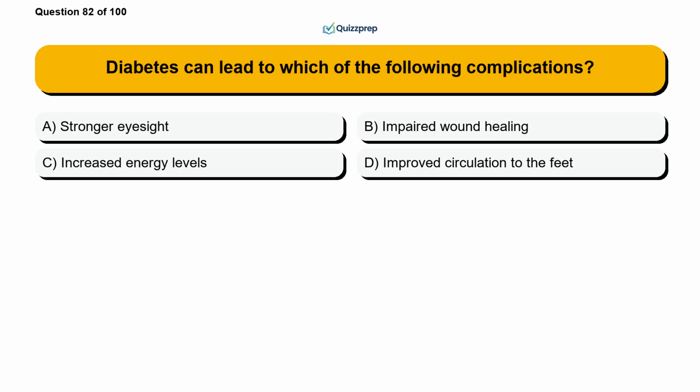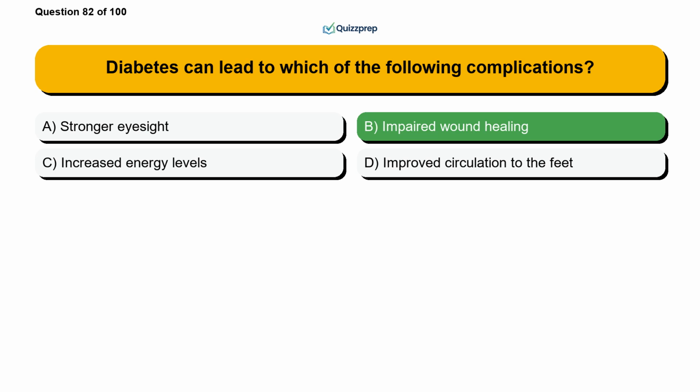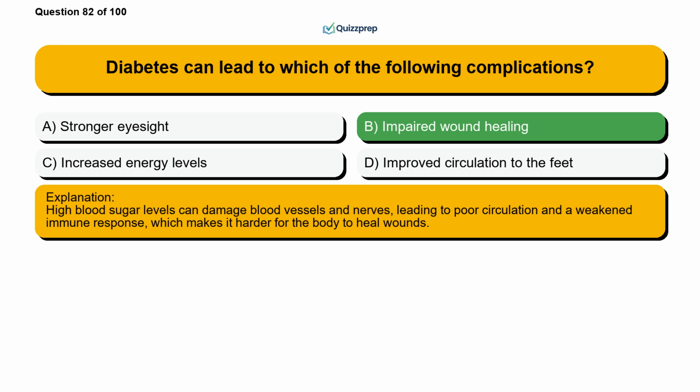Question 82. Diabetes can lead to which of the following complications? Option A, stronger eyesight. Option B, impaired wound healing. Option C, increased energy levels. Option D, improved circulation to the feet. The correct answer is option B, impaired wound healing. High blood sugar levels can damage blood vessels and nerves, leading to poor circulation and a weakened immune response, which makes it harder for the body to heal wounds.